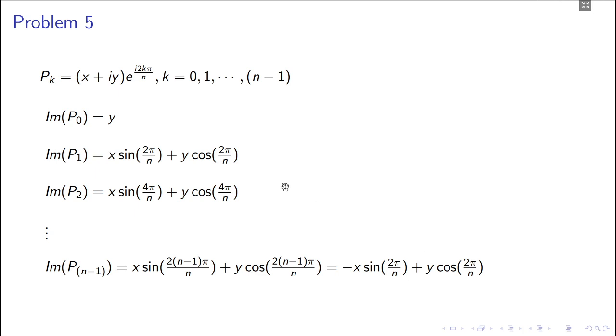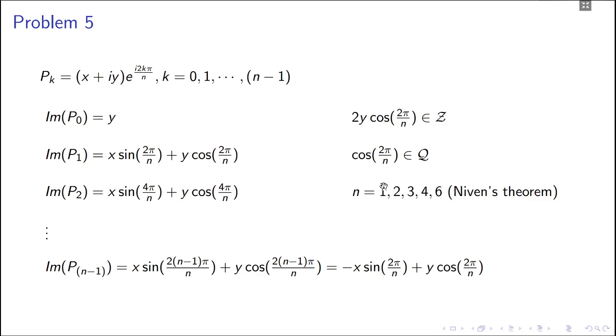And what I do is I take the sum of these two. That will also be an integer. This is an integer, this is an integer, so the sum will be an integer. That means 2y cos 2 pi by n is an integer, and y is also an integer, so that means cos 2 pi by n is rational. Okay, so when is this rational? This is possible only for certain values. So n can take only 1, 2, 3, 4, 6. Of course, this is from your day-to-day maths. It's kind of obvious, but when you want to prove it, you have to use something called Niven's Theorem.